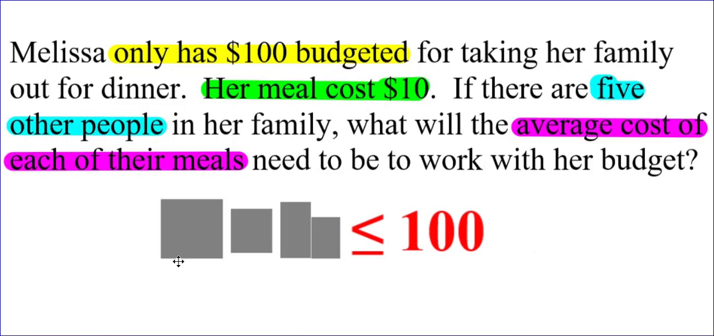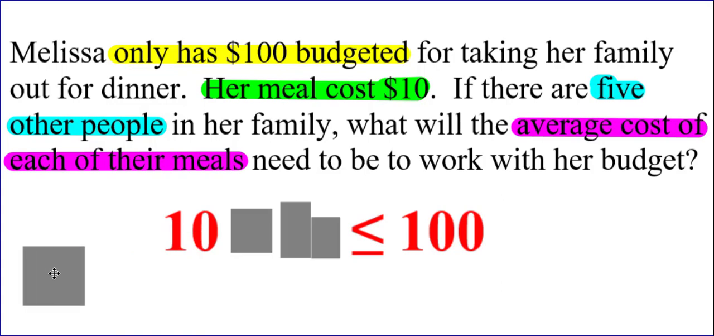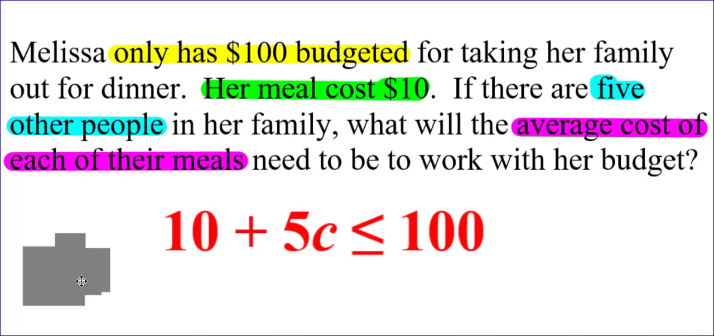Let's interpret the other pieces. We know her meal was $10. We know there's 5 other people, as I highlighted in blue, in her family. We do not know what those other 5 members' average cost is going to be for each of their meals. Here's that word each again that I have highlighted in purple. We do not know the average cost of their meals, so let's pick a variable. How about C for the cost? In real life, how would you find out how much money Melissa's going to spend? You would take her $10 and you would add it to the money that is spent on the meals for the 5 other family members. Once again, this is going to be adding to get the total.